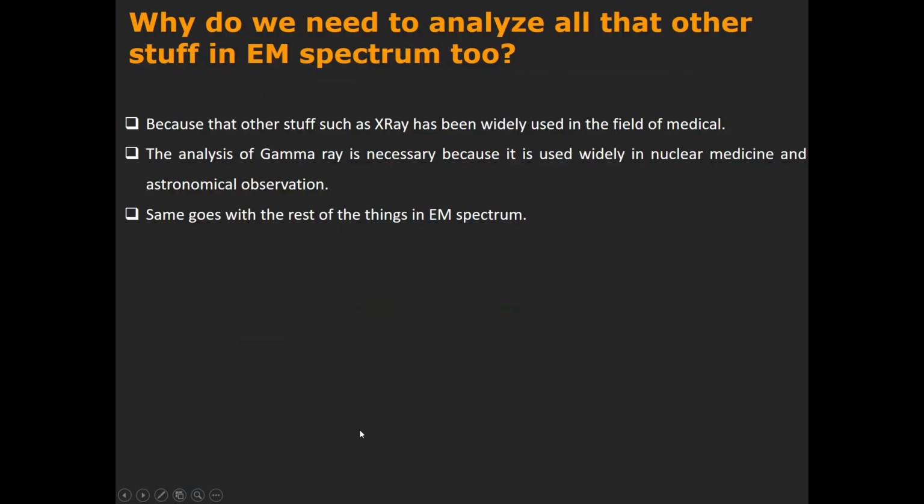So why do we need to analyze all that other stuff in the electromagnetic spectrum too? Because other stuff such as X-rays has been widely used in the medical field. The analysis of gamma rays is necessary because it is widely used in nuclear medicine and astronomical observation. The same goes for the rest of the things in the electromagnetic spectrum.